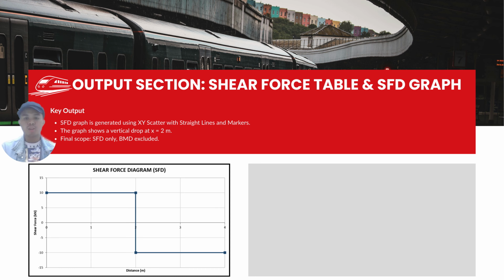The graph is plotted using the XY scatter chart, with straight line and marker. The graph shows a horizontal line at positive 10 kilonewtons, a vertical drop at x equal to 2 meters, and another horizontal line at negative 10 kilonewtons. This vertical drop represents the location of the point load. The final scope of this tool is limited to the shear force diagram only. The bending moment diagram is not included in this part. Okay, thank you.